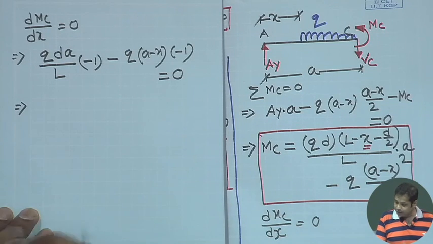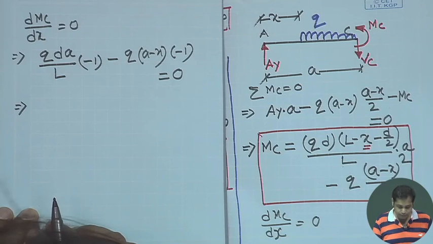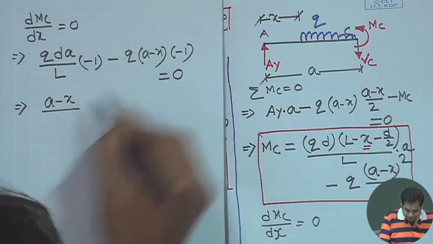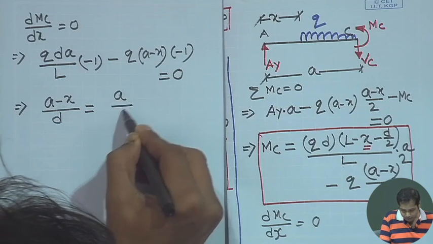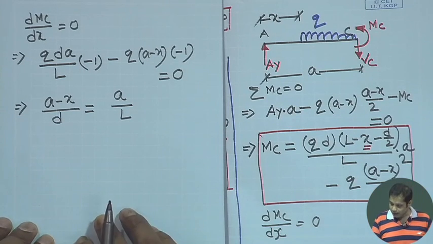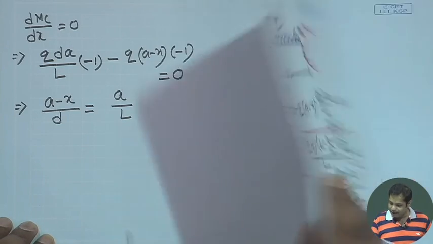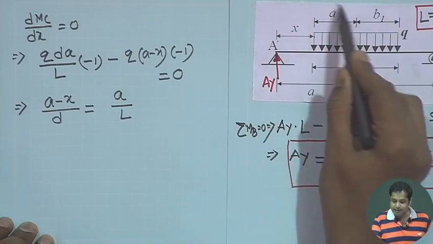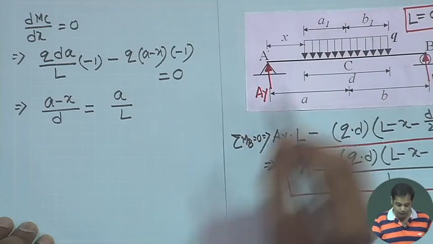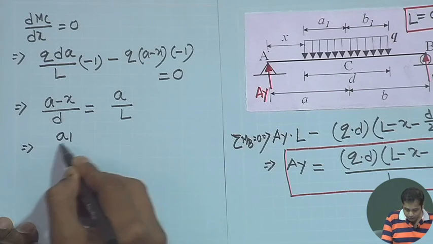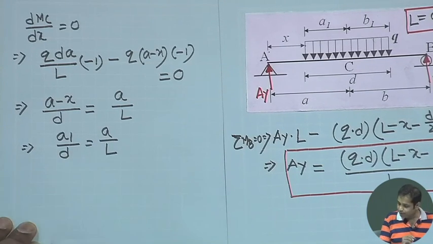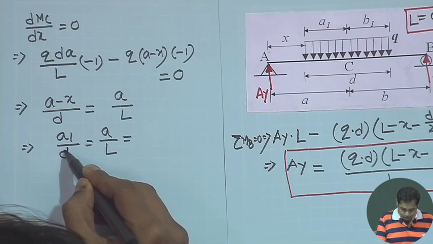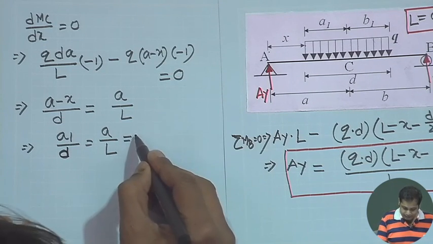Now, if we have this, then we can determine the value of x, and we get (a minus x) by d, please check that d is equal to a by L. Now, what is (a minus x) by d? (a minus x) is essentially a1, that is how we defined it. So, we can write here a1 by d is equal to a by L.